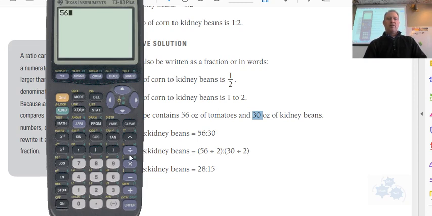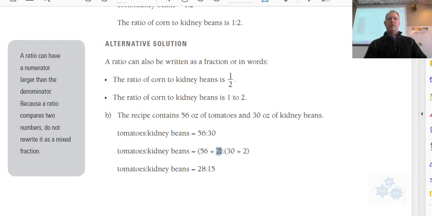So I would try, let's say, dividing by 3. Does that work? No. So 56 is not divisible by 3 because that's a decimal. Does everyone see that? Would 56 be divisible by 4? Let's see. Ooh, it's divisible by 4. You see that? Now let's check 30. Is 30 divisible by 4? Oh, there's a decimal. So you can't divide both by 4. So that's why they chose 2. 2 is a number that works to get to 28 to 15. Okay? That's simplifying a ratio.